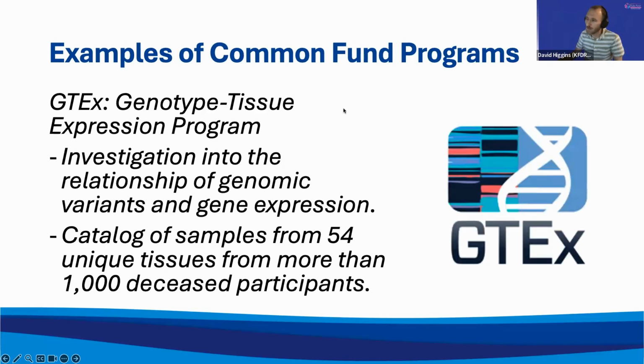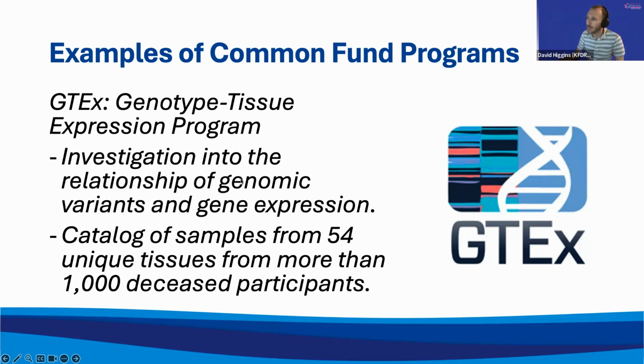So what are some examples of these Common Fund programs? The first one I'm going to talk about is this program called GTEx, the Genotype-Tissue Expression Program. What this program is, it's really focused on investigating the relationship of genomic variants and gene expression. It's a catalog of samples of 54 unique tissues from more than 1,000 deceased participants, and it provides genomic information as well as expression information.